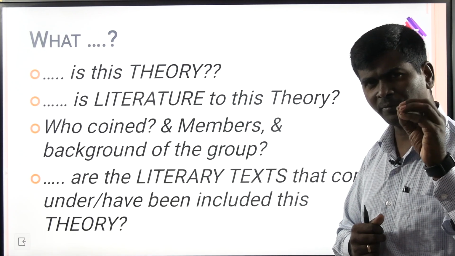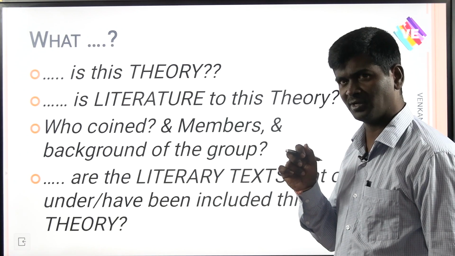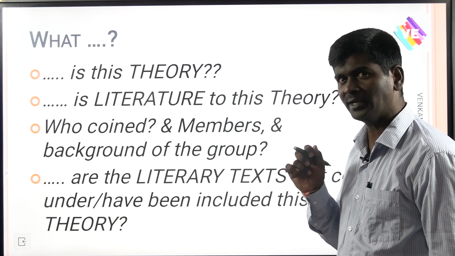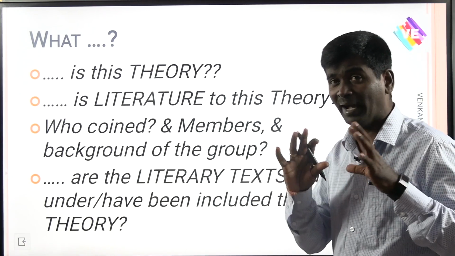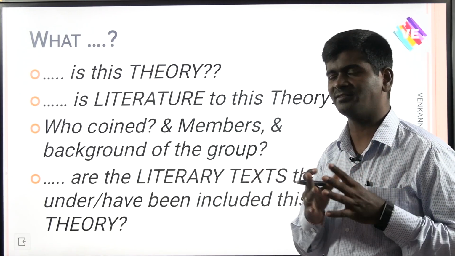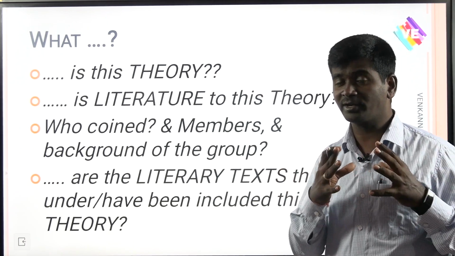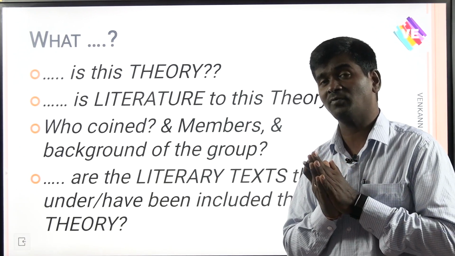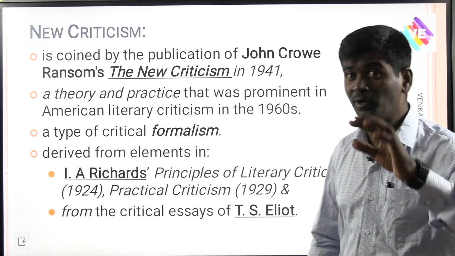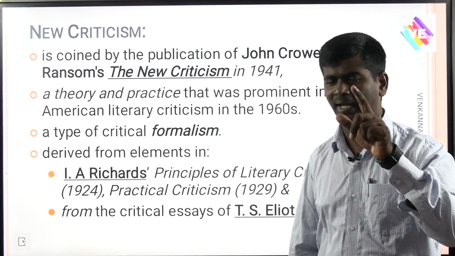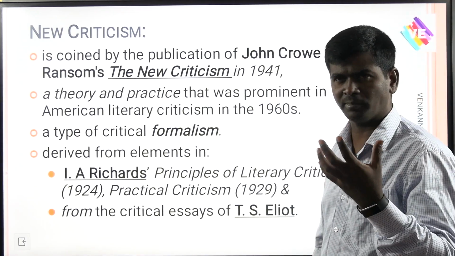When you are reading this, your focus should always be on what this theory is, what literature is according to this theory, who coined it, who the members of this particular group are, who practiced it, and what the background of this theory of criticism is. Next, what are the literary texts and works that become examples for New Criticism? Only based on these will you get bits as a part of your NET examination, your SET examination, or if you really want to be a JL or DL.